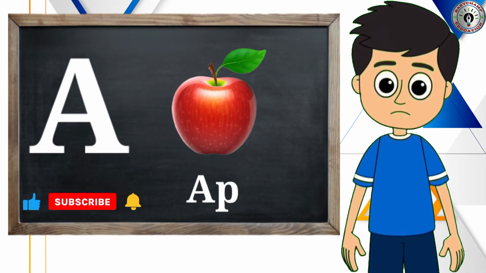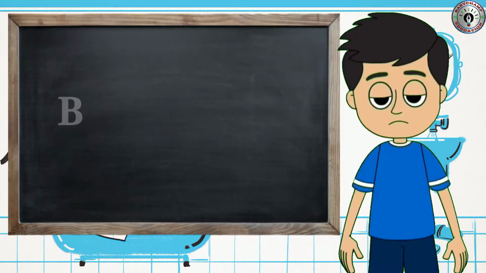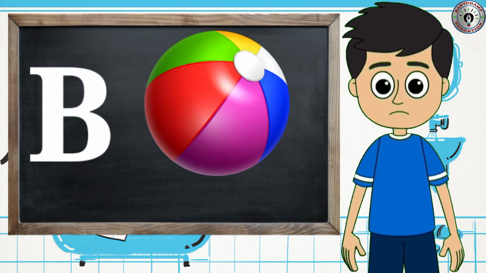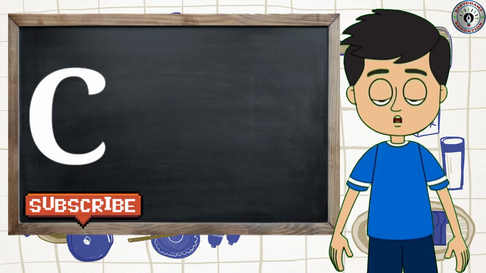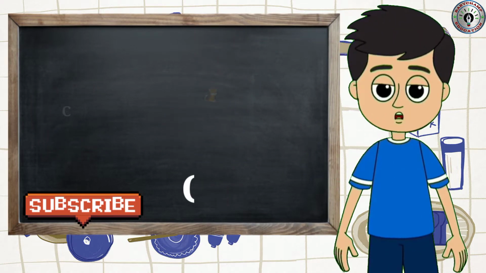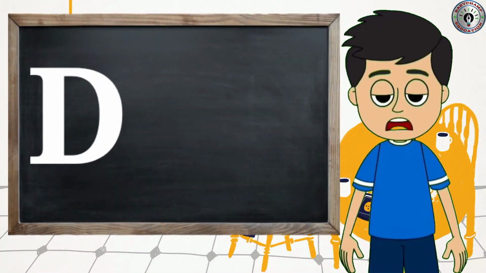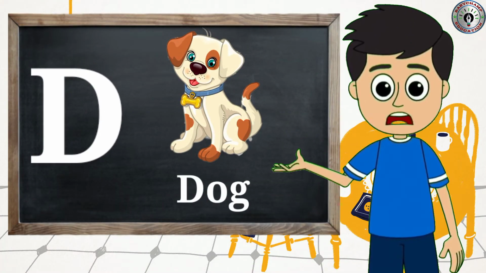A for apple. A P P L E, apple. B, B for ball. B A L L, ball. C, C for cat. C A T, cat. D, D for dog. D O G, dog.